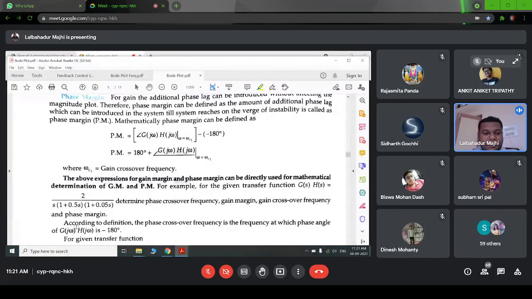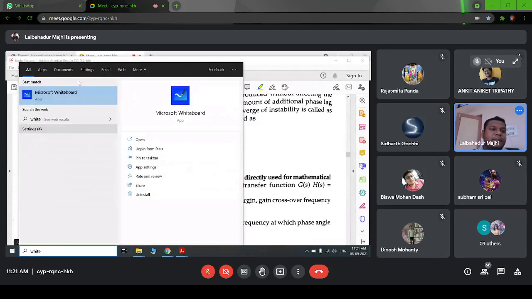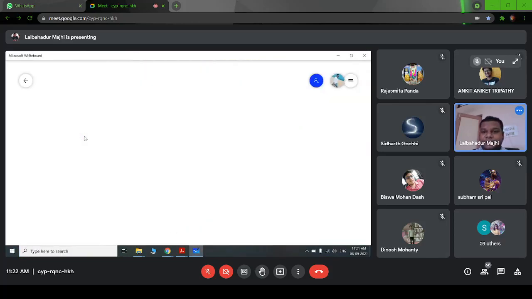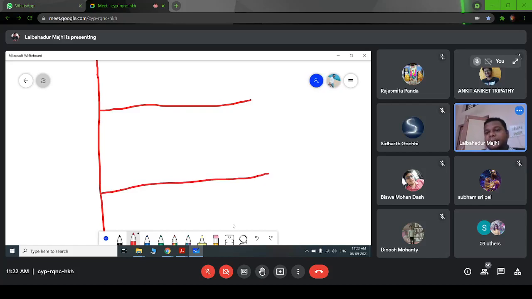So first, while drawing this Bode plot, we have to make two plots in a single graph. The first one is the magnitude plot and the second one is the phase angle plot. Let's say this is our similar graph paper. We have to plot two graphs: this one is for the magnitude plot, and this one is for the phase plot.